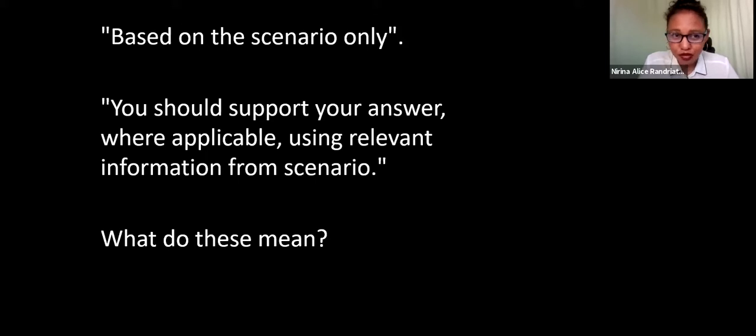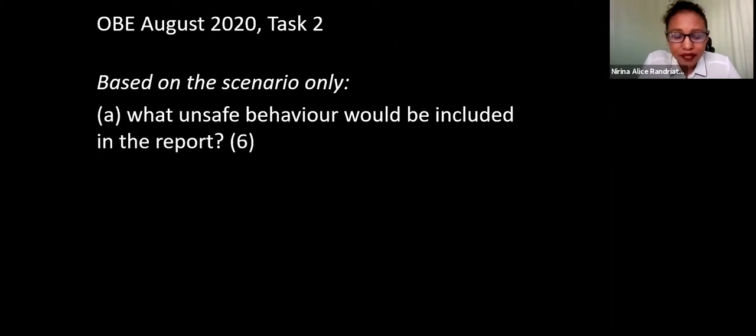Let's take this one by one. The first one, "based on the scenario only." I took an example from the OBE Open Book Exam of August 2020. This is task number 2. There is a learner feedback related to this OBE August 2020. If you're not yet familiar with it, you can download it through the NEBOSH website. We also had a previous webinar where we covered this OBE August 2020, so check the previous webinar if you want to know more.